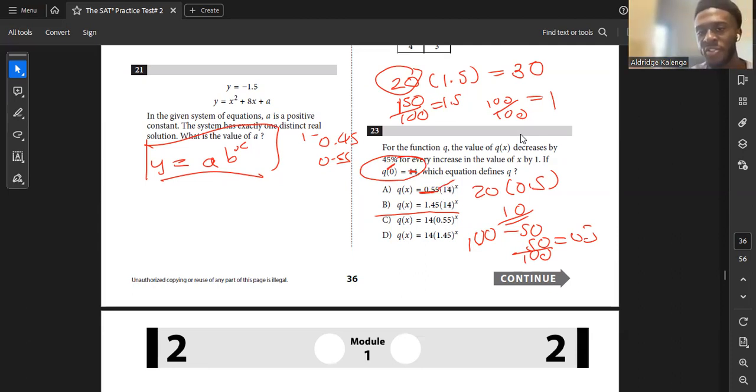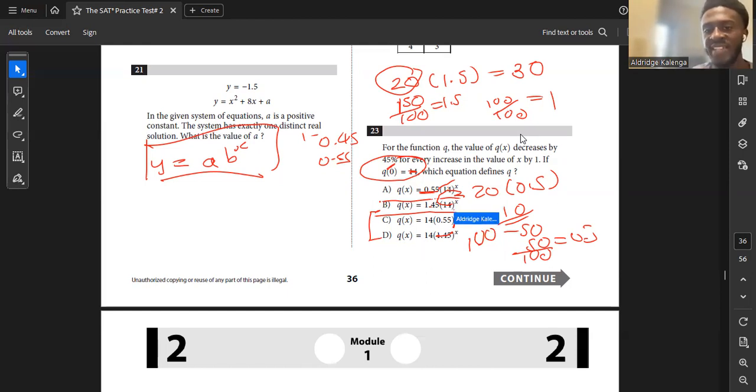What happens if I substitute 0 for x here? I'm going to have 1 times 1.45, which is 1.45, which is different from 14. So that's not our answer. If I substitute x for 0 here, I'm going to have 1 times 14, right? It's the same thing as C. If I substitute x here as 0, I'm going to have 1 times 14.